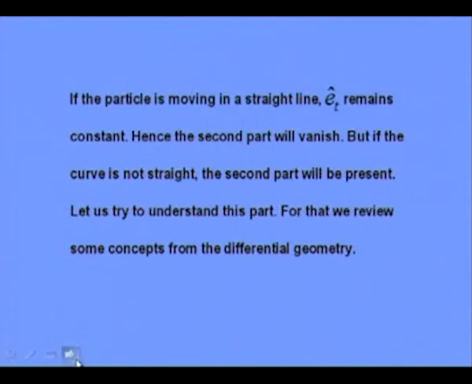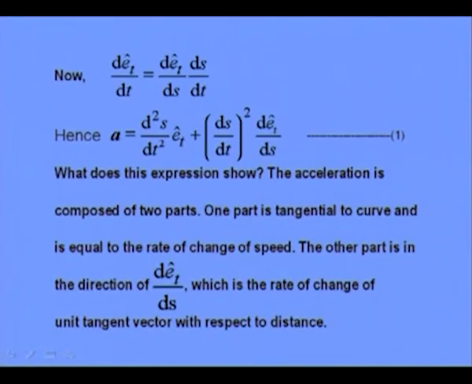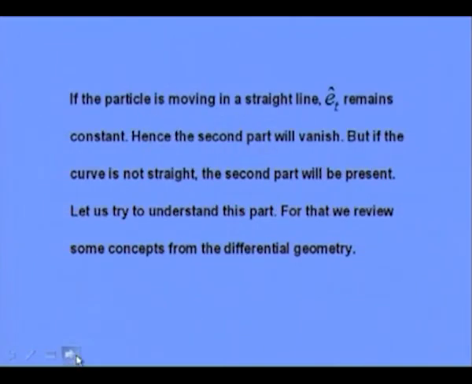Now, if the particle is moving in a straight line, then et remains constant, hence the second part will vanish. So, when the particle is moving in the straight line, this part vanishes because et is constant and it is not changing with respect to s, but the first part remains. Therefore, it is very easy to find out the acceleration there. But if the curve is not straight, the second part will be present. Let us try to understand this part.